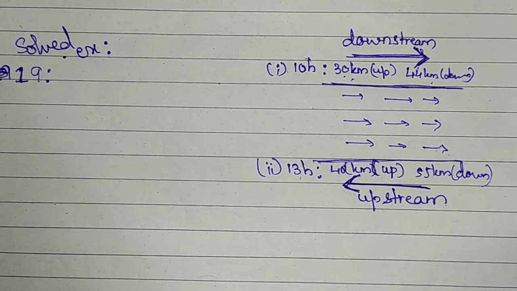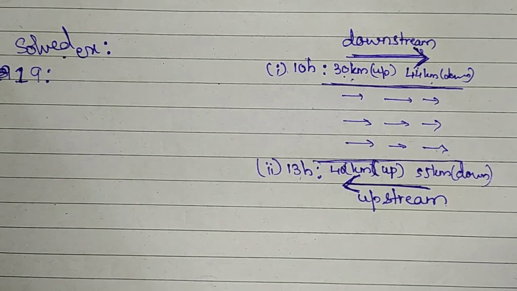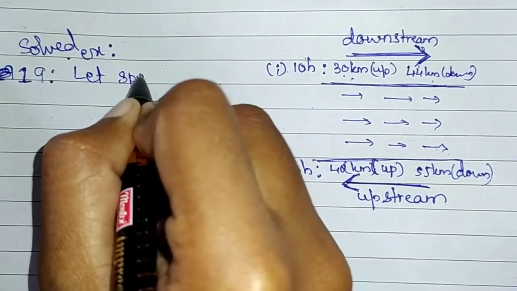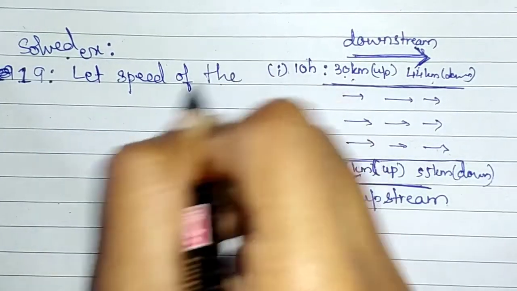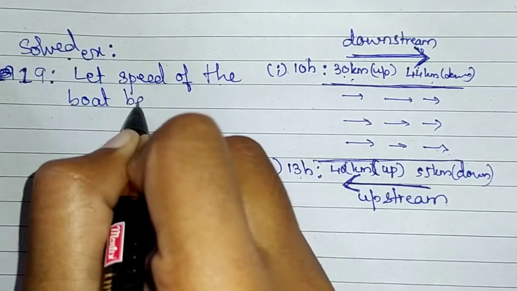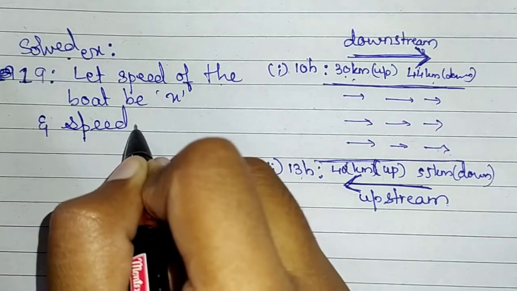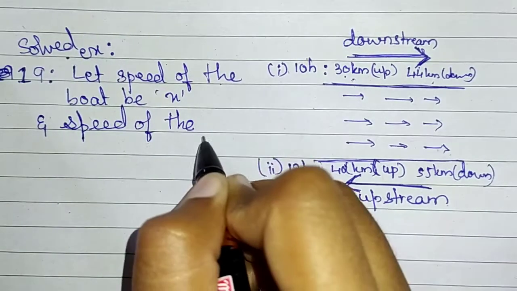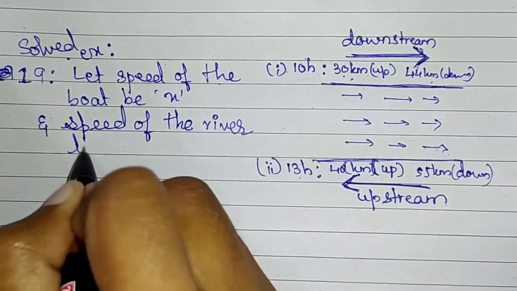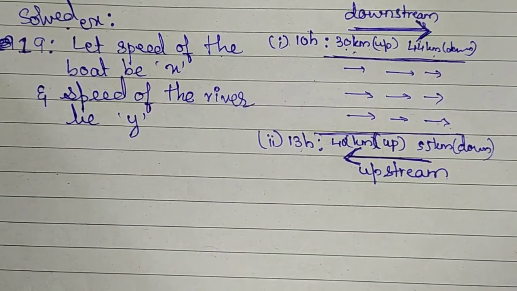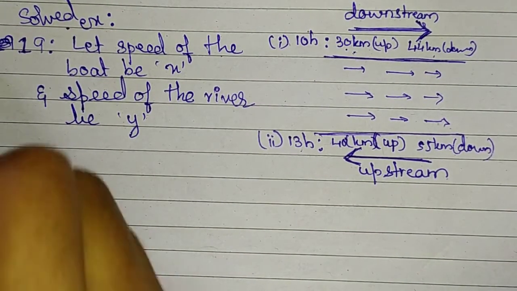So our job is to find the speed of the boat in still water. If the water is not moving and only the boat is moving, then what is the speed of the boat, and what is the speed of the river or the stream? So here, let the speed of the boat be x, and the speed of the river or the stream be y. Since it is not told as river, you can write it as water, speed of water.